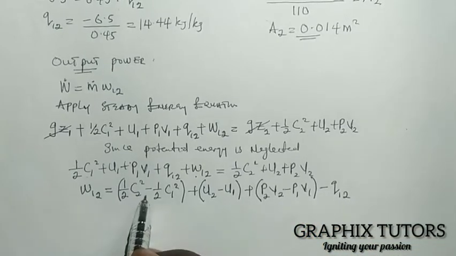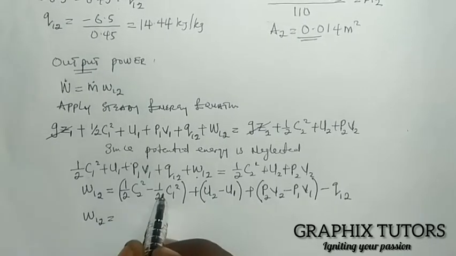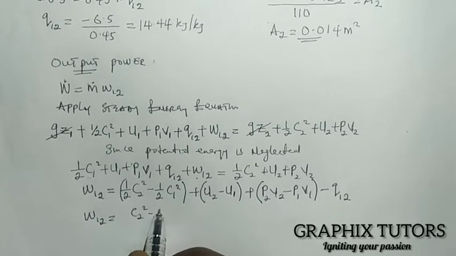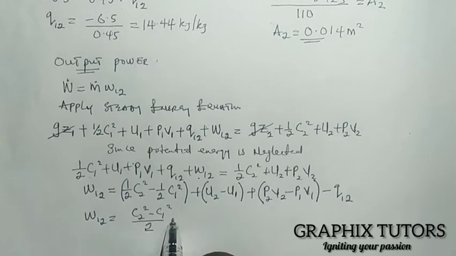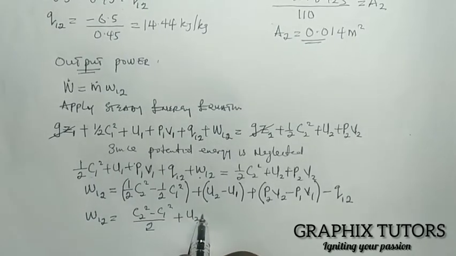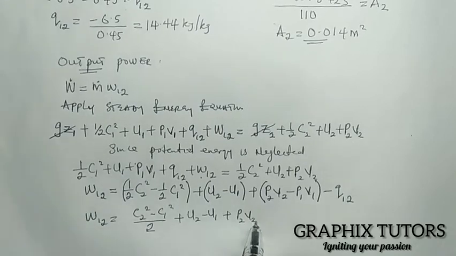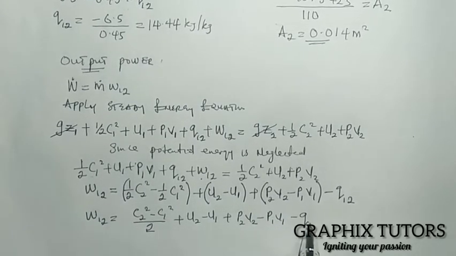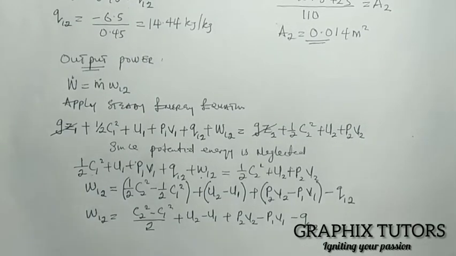So if you factorize this, my w12 will give me what is coming here, 1 over 2. So I'll be having c2 square minus c1 square all over 2, right? Plus u2 minus u1 plus p2 v2 minus p1 v1 minus q12. So let's start inputting our values.